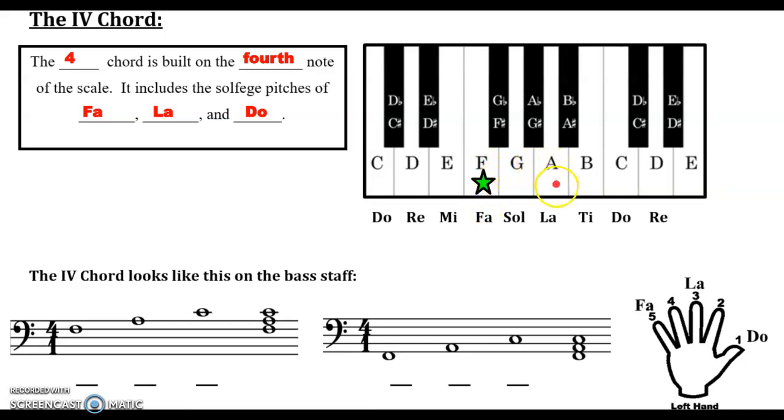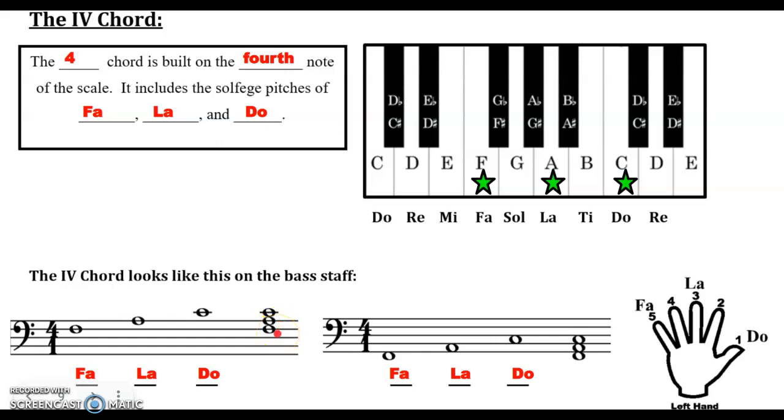The next note in our chord was La, so we skip over So and we go to La. Put a star on A. Then we skip over Ti, and the last note in our triad was Do, so put a star on the higher C. You should have a star on F, A, C. Fa, La, Do.